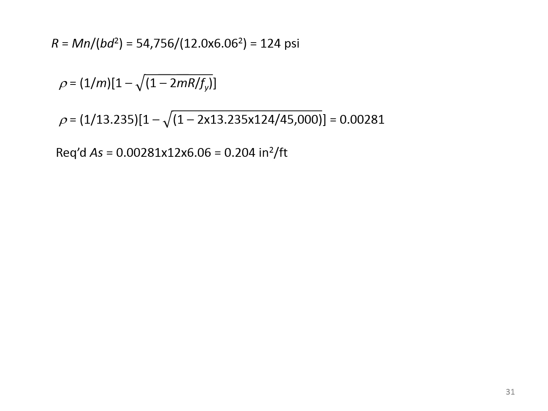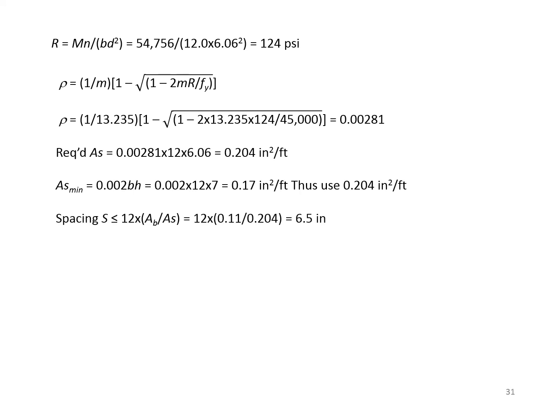Therefore, the required area of steel is 0.00281 times 12, which is B, times D, which is 6.06. The result is 0.204 square inches per foot. Now let's compare it with As minimum. As minimum is 0.002 BH. So it's 0.002 times 12 times 7, and we get 0.17 square inches. Certainly we should be using the value that we computed, which is 0.204 square inches per foot.